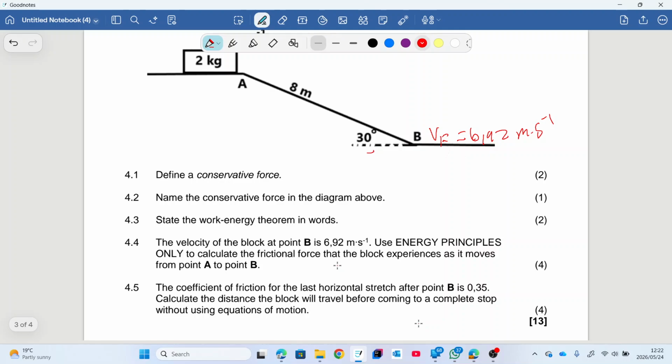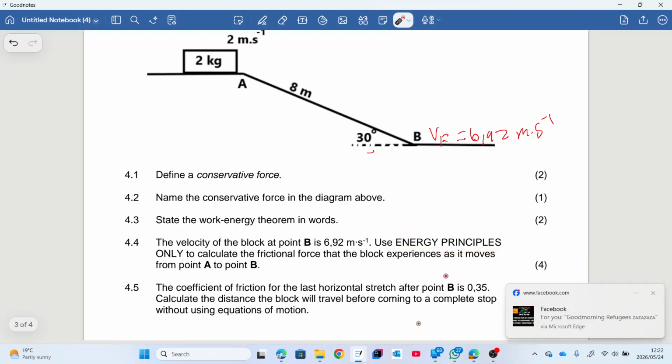Okay? So use energy principles only to calculate the frictional force that the block experiences as it moves from point A to point B. Use energy principles. So they are very specific. They didn't say we must use the work-energy theorem. They said we must use energy principles, meaning any formula that falls under work, energy and power.